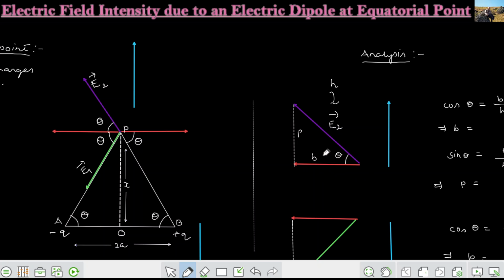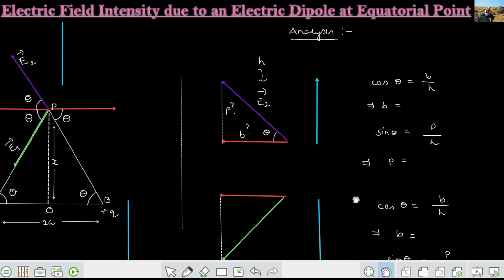So how will you find this base? How will you find this perpendicular? You have to use trigonometry. So how will you use trigonometry? You have to find the functions which relate the unknowns of perpendicular and base, using cos and sine. So cos is base by hypotenuse. How much is the value of your hypotenuse? Hypotenuse is E2. So from here, of course, multiply this side, so you'll have E2 cos of theta. E2 cos of theta.